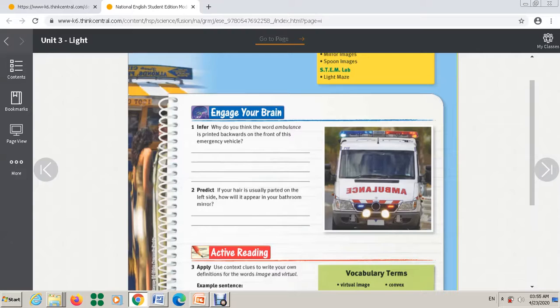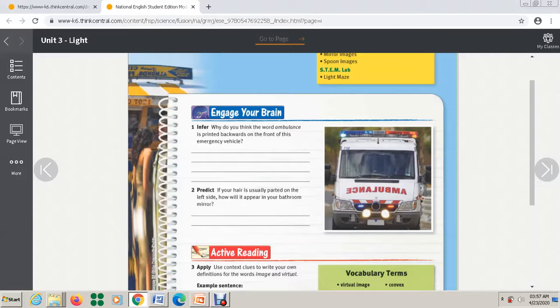If your hair is usually parted on the left side, how will it appear in your bathroom mirror? So left side, that means, as you know, mirrors, they what? So here it will appear as right side. I'll show you the answer and write down the answer on your book.